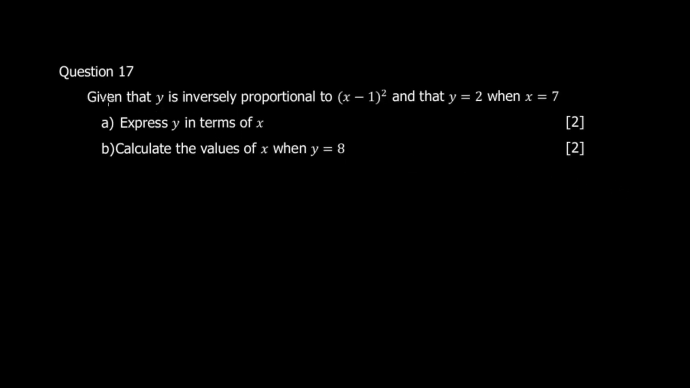Question 17 says, given that y is inversely proportional to this, and this is where you're given the conditions. This you should be familiar with. Whenever they give you proportion, you should be able to interpret this. Inversely proportional means 1 over, so in this case it'd be this squared. You're given this so that you can find your constant k.